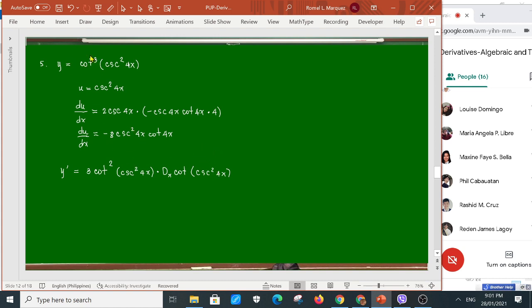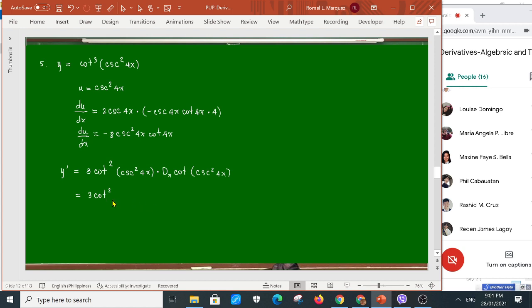Relative sa cotangent, ang pinaka-u ko, yung cotangent cube. Relative naman sa loob ng cotangent, again, anong derivative ng cotangent, children? Drop the cotangent cube, drop the exponent, copy the base, subtract 1 from the exponent, get the derivative of the base. Anong derivative ng cotangent? Ano ba ang derivative niyan, children?